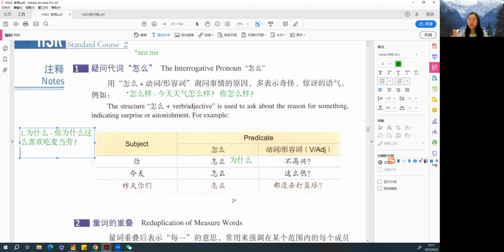And if we use 怎么, we will start with 你, the same. So 你怎么这么喜欢吃麦当劳? So these two questions, they are exactly the same. So why do you like eating McDonald's so much?